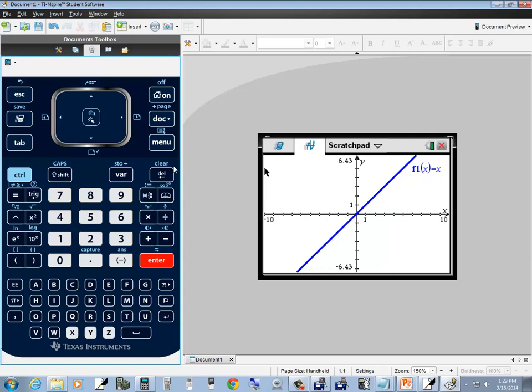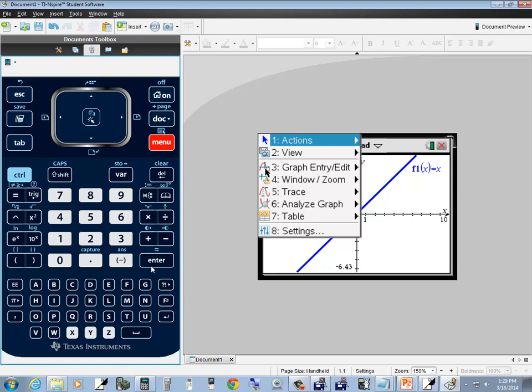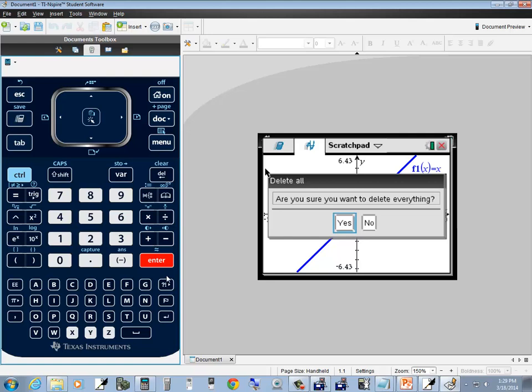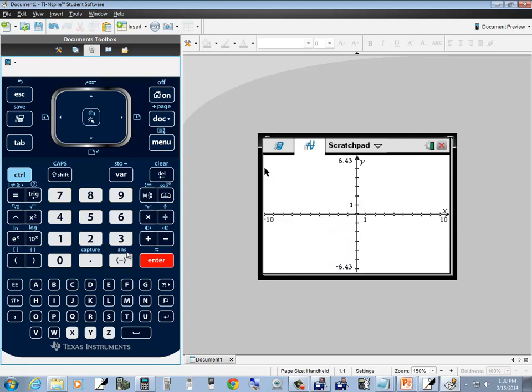Now, one thing I do want to point out here, because I put some extra garbage on my graph earlier today, and I couldn't figure out how to get it cleaned off, so I finally figured it out. If you press the menu, you see the first one that says actions. If you press your right arrow key, you see the one that says delete all, that kind of cleans it all out for you so you can start over. So you can either press 4 to choose it, or you can down arrow to it and press enter on it. It says, are you sure you wanted to delete everything? Yes is already highlighted, so I'll press enter. And it cleans it out.